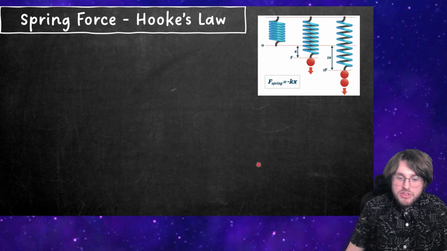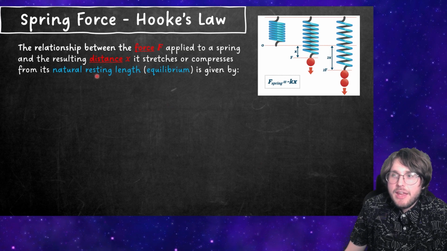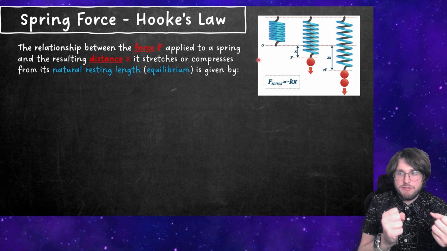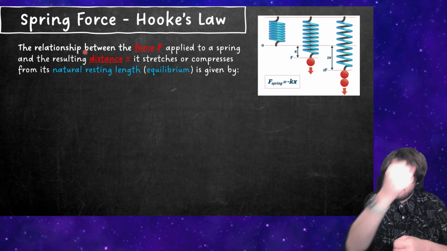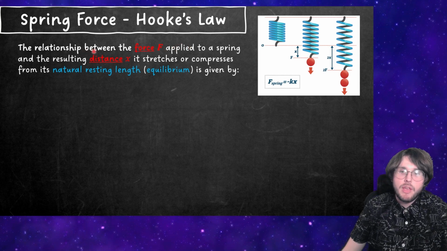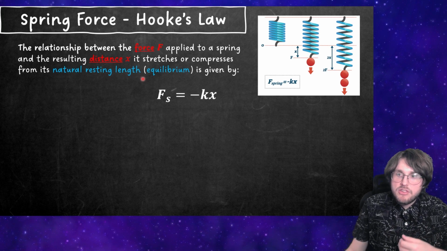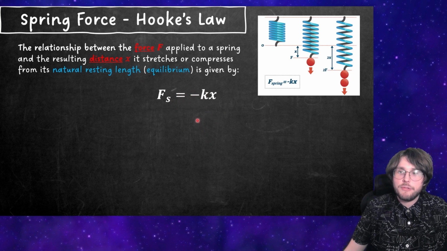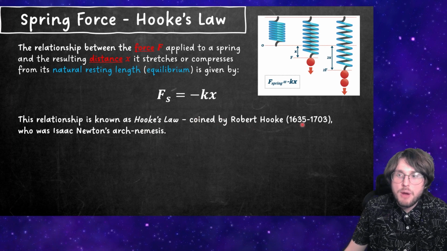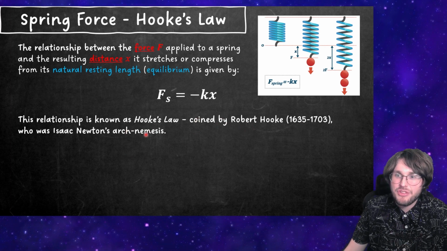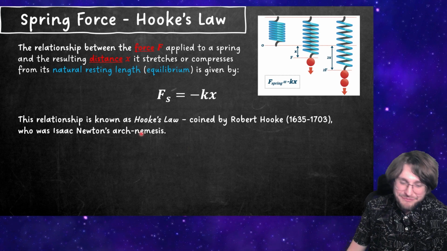Now, the next conservative force that I want to focus on relates to springs. And when you have a spring and you're applying a force to it, the relationship between the force that you apply and the resulting distance that it stretches or compresses from its natural resting length, which we'll call equilibrium, is given by this fun little equation right here. And this equation is known as Hooke's law. It was coined by Robert Hooke, who was famously Isaac Newton's arch nemesis. There are a lot of funny stories about the beef between those two.